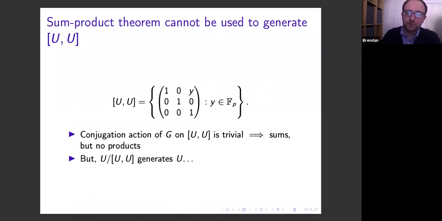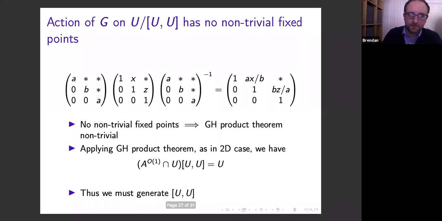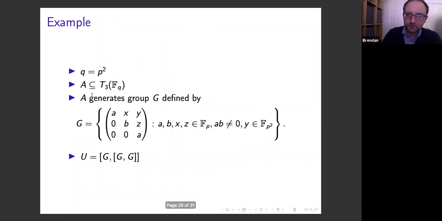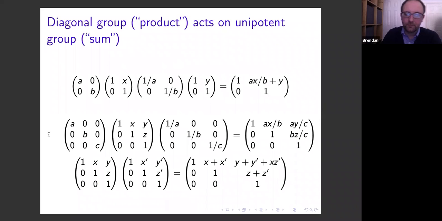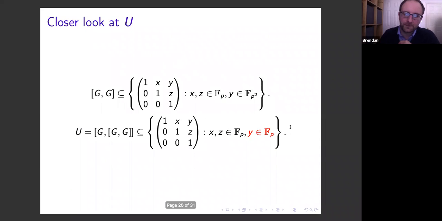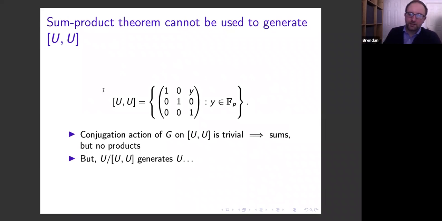Okay, so the problem then for generating the derived subgroup is if A equals C here, when we conjugate, then the action in this upper right-hand corner is trivial. So there's no product. There's only the sum bit of the group action product theorem. So we need to deal with this. We can't use the sum product theorem.